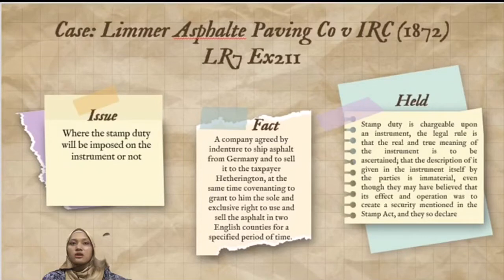The held is, stamp duty is chargeable upon an instrument. The legal rule is that the real and true meaning of the instrument is to be ascertained, that the description of it given in the instrument itself by the parties is immaterial, even though they may have believed that its effect and operation was to create a security mentioned in the Stamp Act, and they so declared.